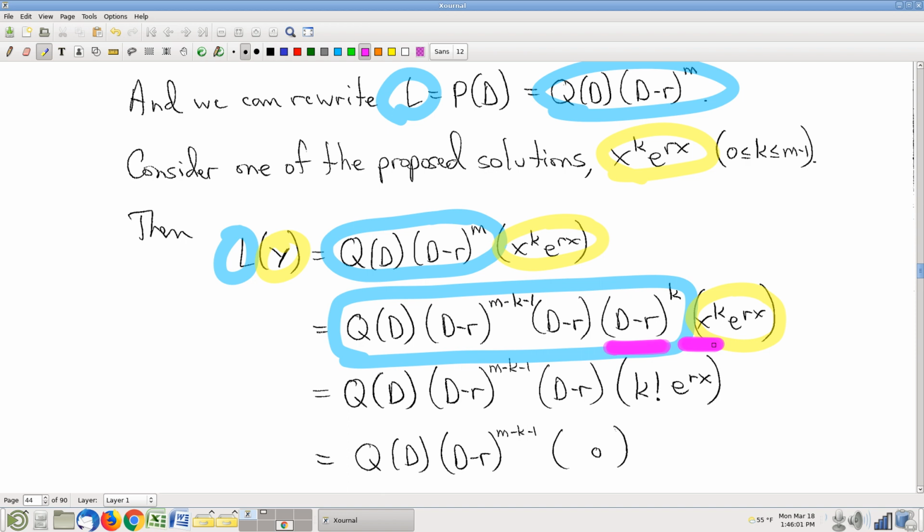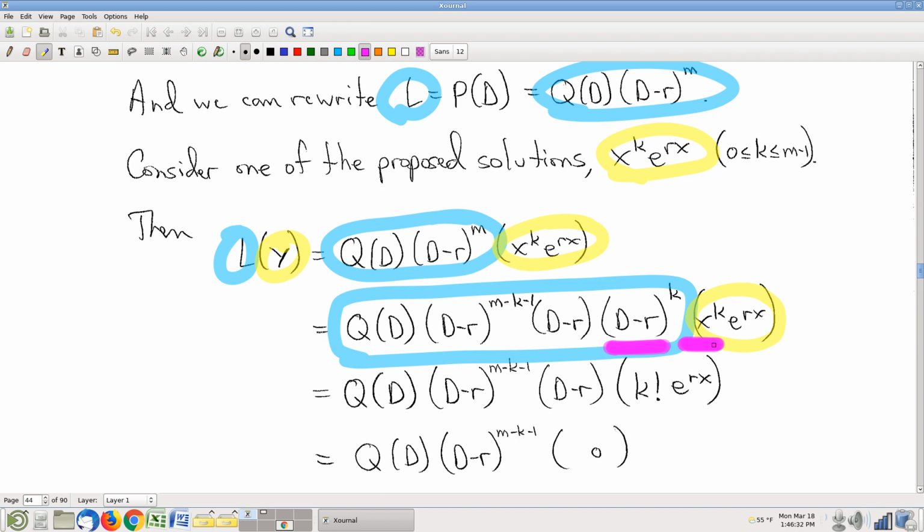Now, roughly speaking, details to follow, you have an exponential that results. You've got to worry about this coefficient out front. It ends up being k factorial. It's about to get multiplied by 0, so who cares? But the big point here is that factors of D minus R act to kill factors of X. The reason you put in these factors of X is because they allow these D minus R's to kind of go away.